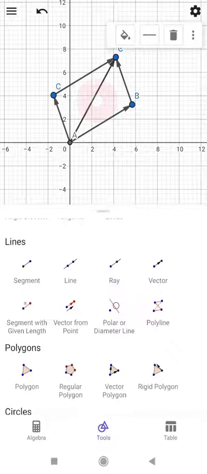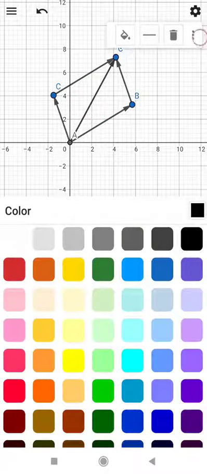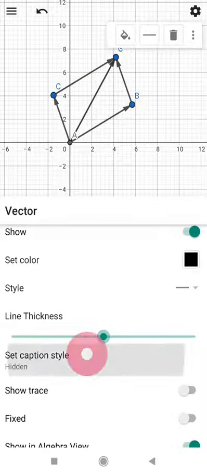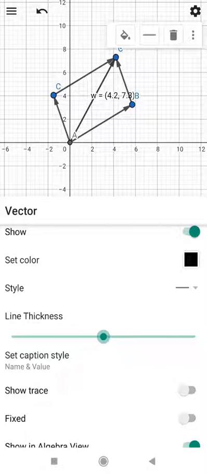Vectors are quantities that have both magnitude and direction. Vectors are also associated with vector operations just like addition, subtraction and multiplication in math.